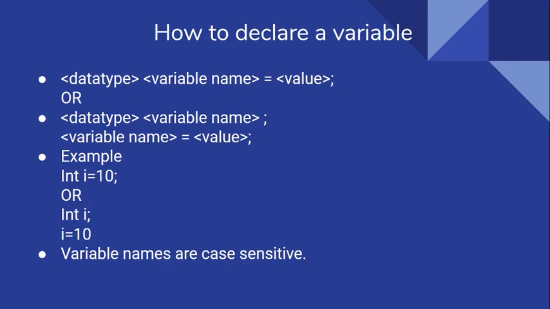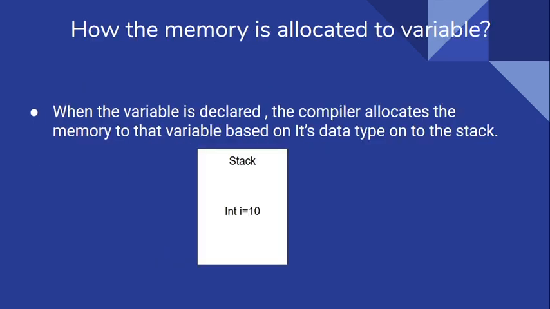And we have also seen the practical. One more important thing is here, variable names are case sensitive. As you know, C# is a case sensitive language, so the variable names are also case sensitive. This is the end of this lecture.